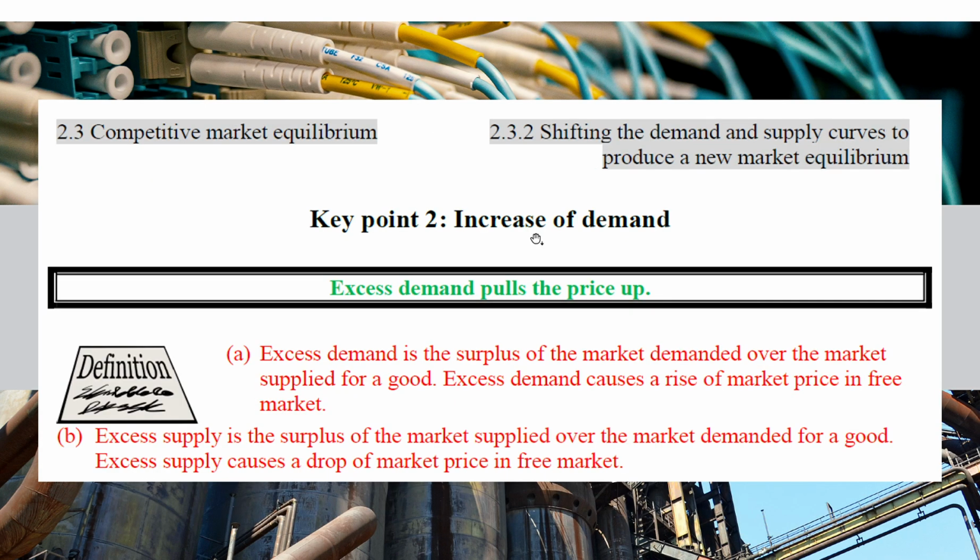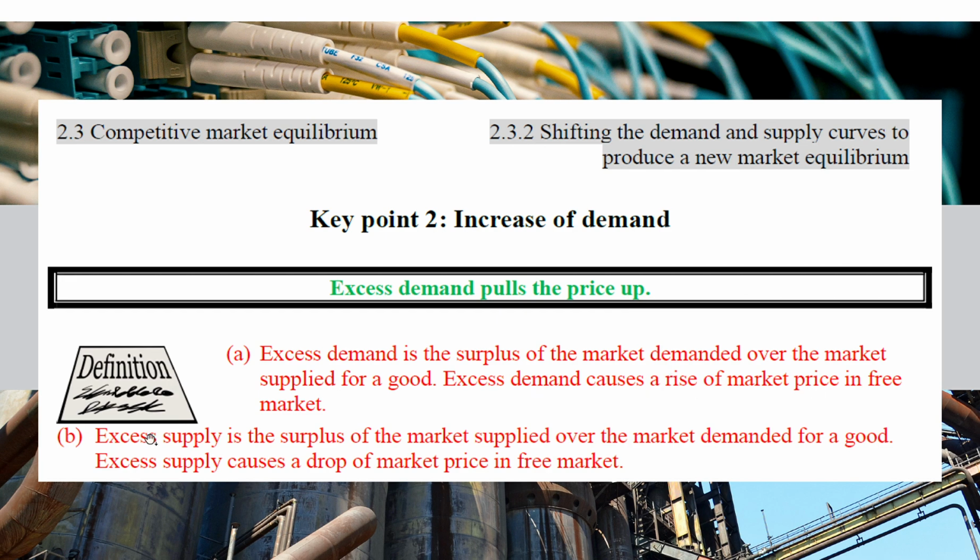And increase of demand. How do demand and supply affect the equilibrium? Of course, when there's an increase of demand, there's excess demand, and with excess demand, more people want to buy, and then they will pay more money, right? So excess demand pulls up the price. Of course, if it is excess supply, it will pull down the price, right? The producer will be willing to sell at a lower price if it is excess supply. So excess means surplus of the market demand over the market supply, and excess demand will cause a rise of market price.